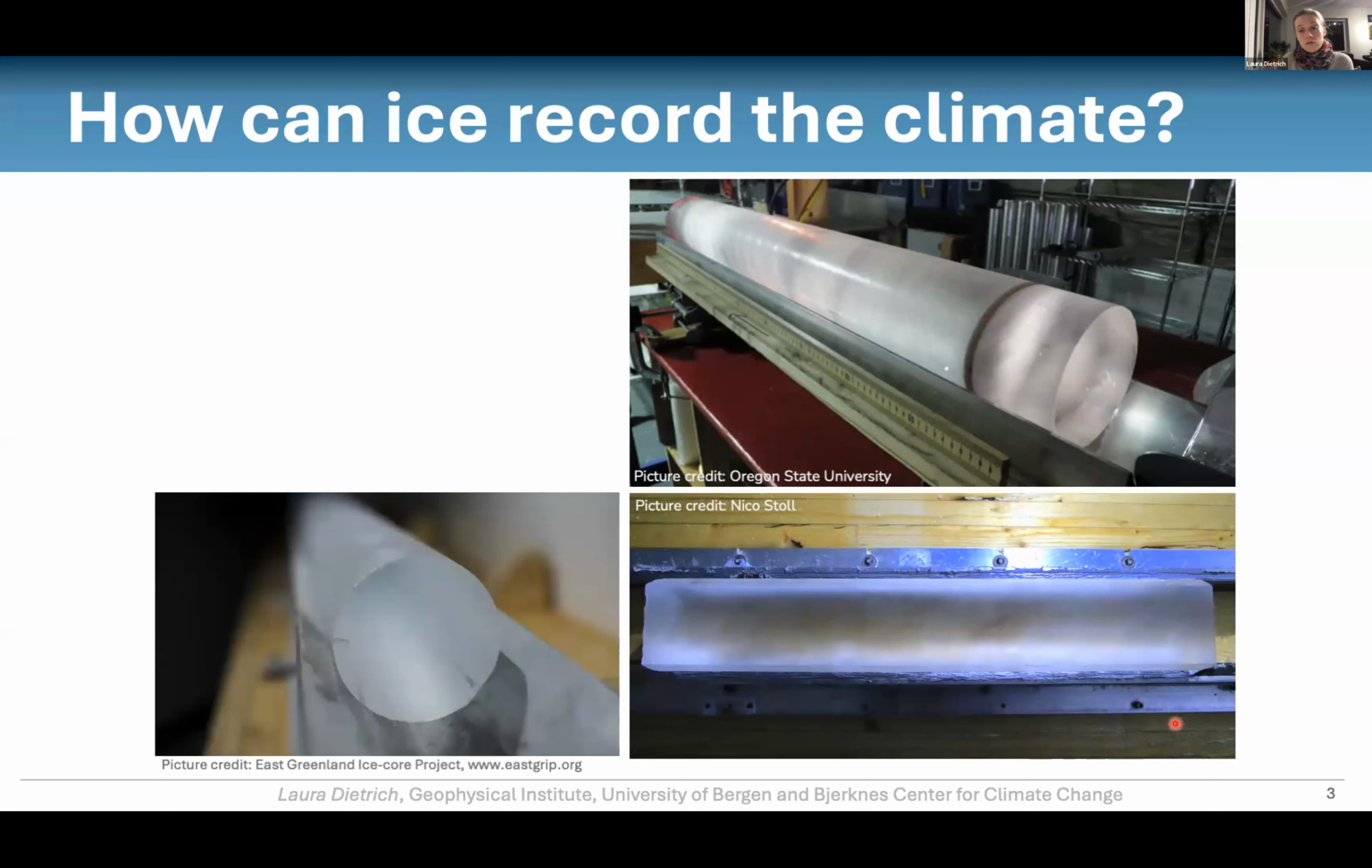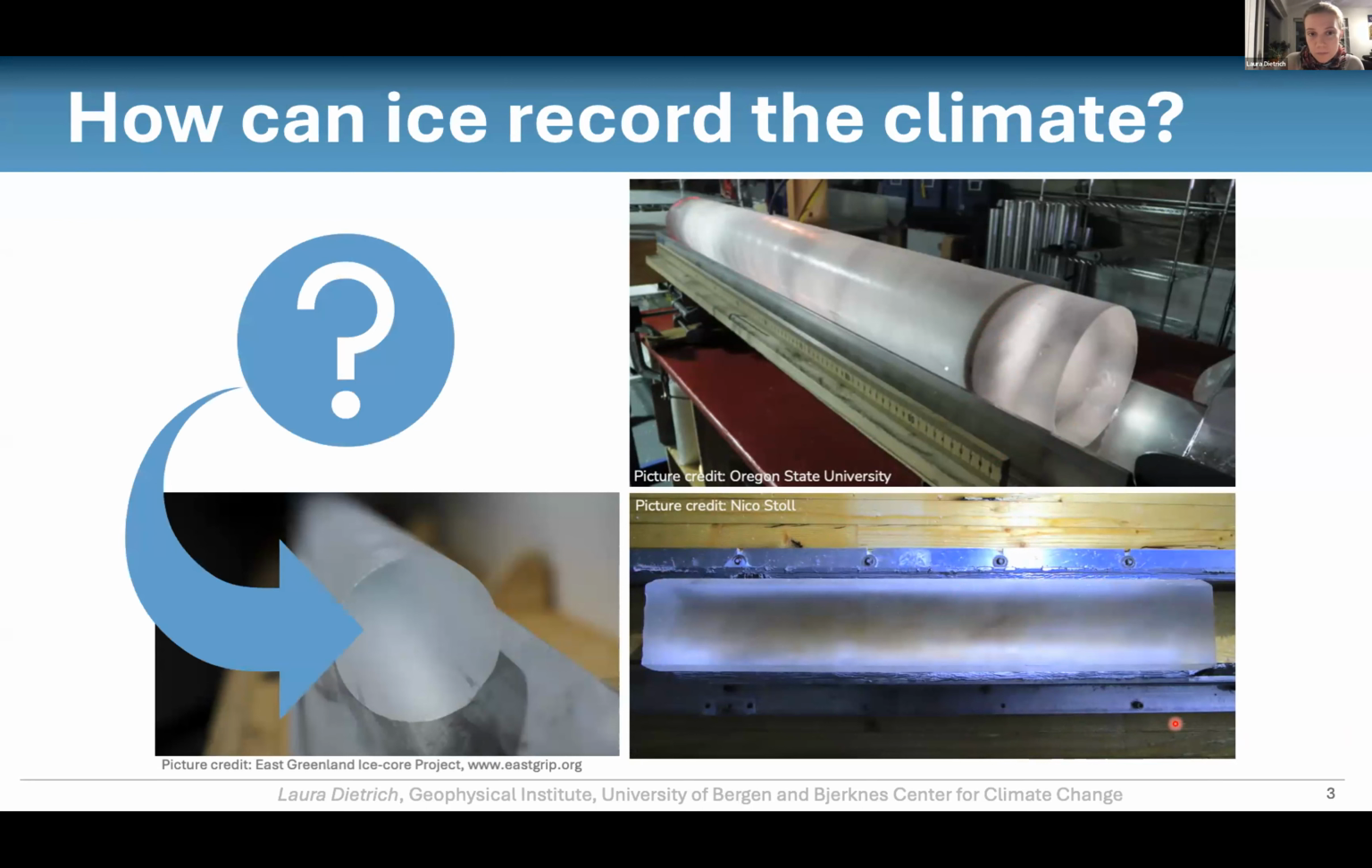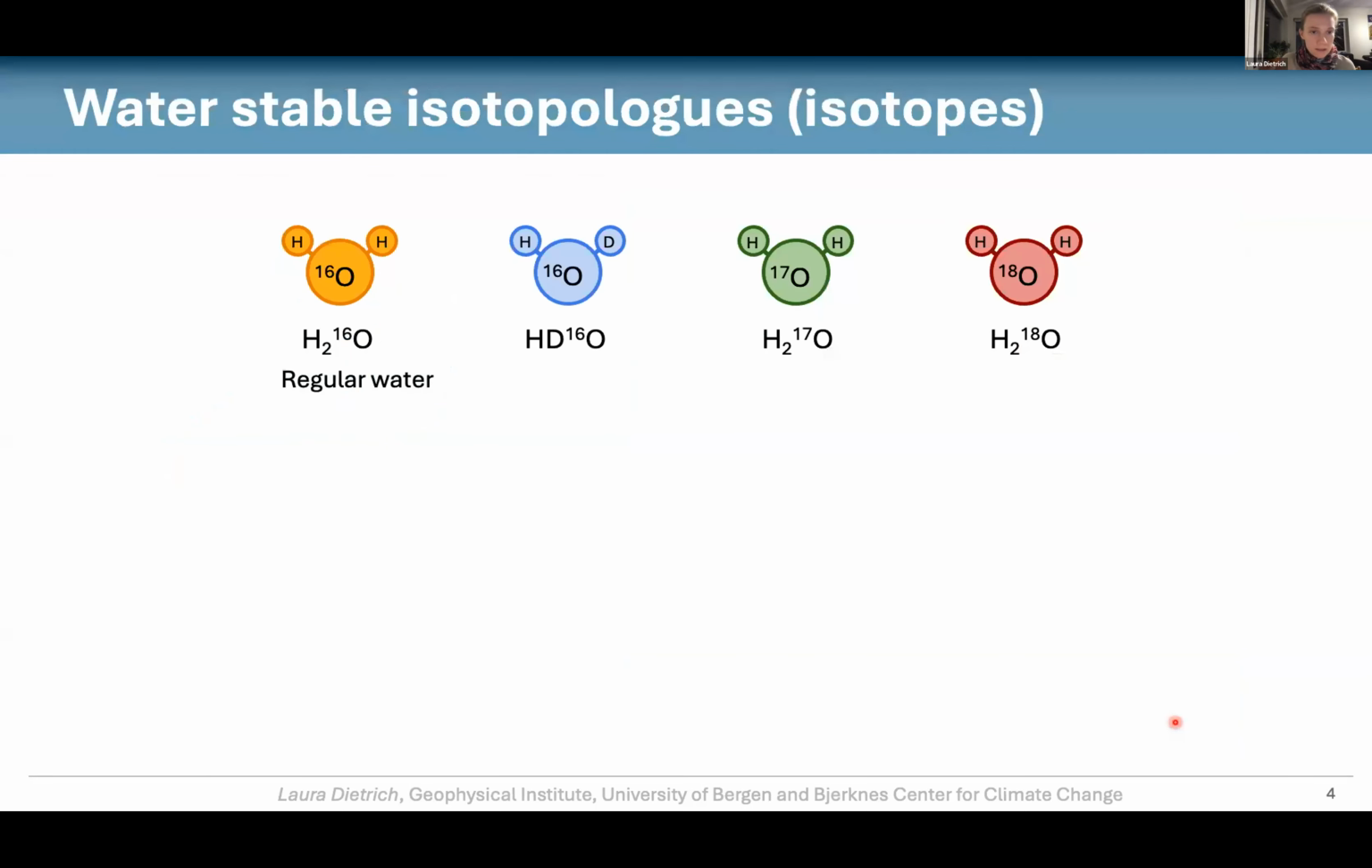But I would like to think a bit together with you about, well, if there's only pure ice, how can the pure water ice record the climate? And to bring us all on board, this is due to different water-stable isotopologues that the ice consists of, and everyone just calls them water-stable isotopes. So I will also continue doing this.